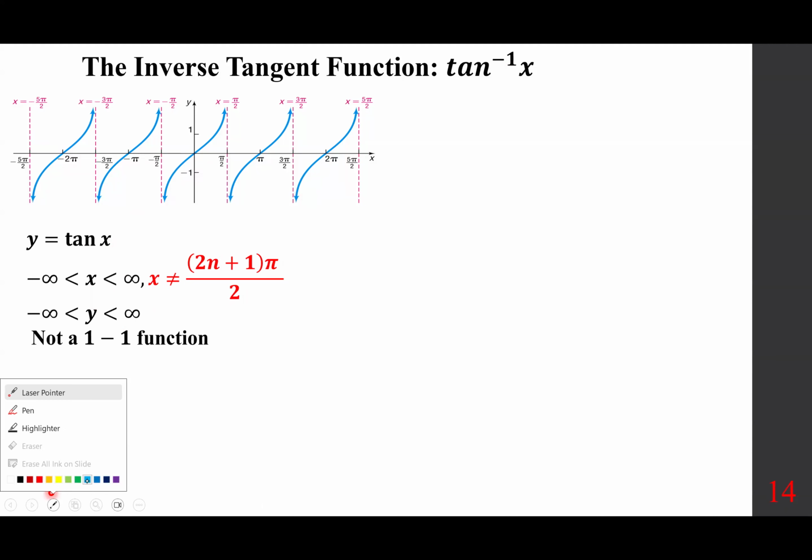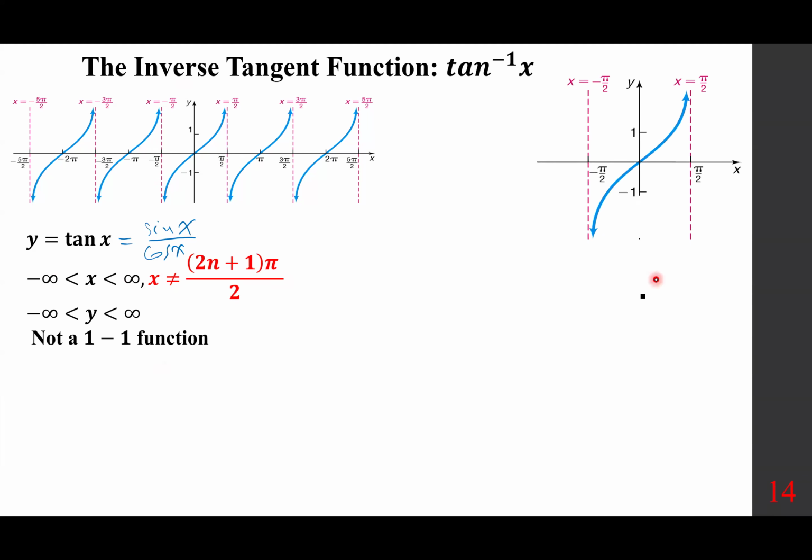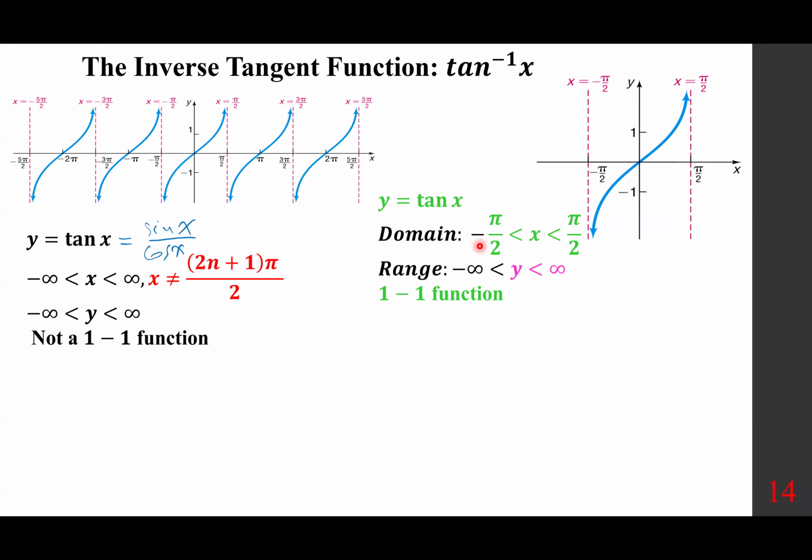Just remember, I'm assuming everybody remembers that this is sine over cosine. So wherever cosine is 0, you get vertical asymptotes. That's the idea. And of course, for the domain, all real numbers except those, not a one-to-one function. So the restriction, because we want to cover all the domain, we go with one complete cycle from negative pi over 2 to pi over 2. Now this one is a one-to-one function. So y equals tan x, domain from negative pi over 2 to pi over 2, range negative infinity to positive infinity, one-to-one function.